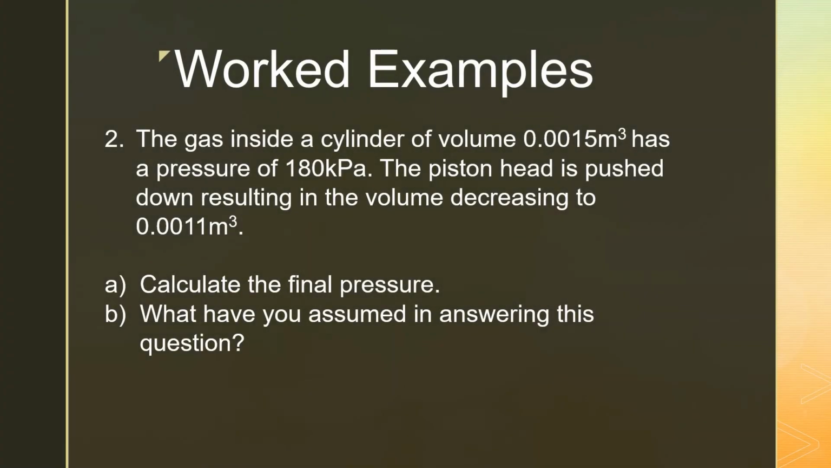Okay, the next question. We've got here a gas inside a cylinder of volume 0.0015 meters cubed that has a pressure of 180 kilopascals. If I was in an exam, I would possibly be circling or underlining these values, highlighting whatever, just so that I know what I'm dealing with. It says the piston head is then pushed down, resulting in the volume decreasing to 0.0011 meters cubed. Now, instantly, I should be thinking, right, if the volume's going down, the pressure is going to go up. And I can use that at the end as a check.